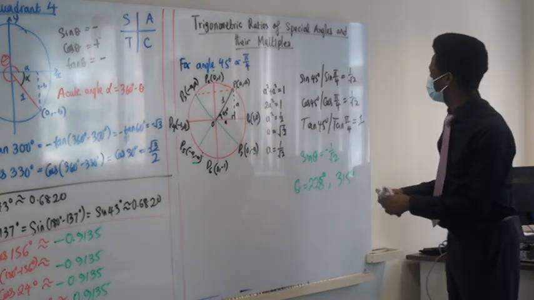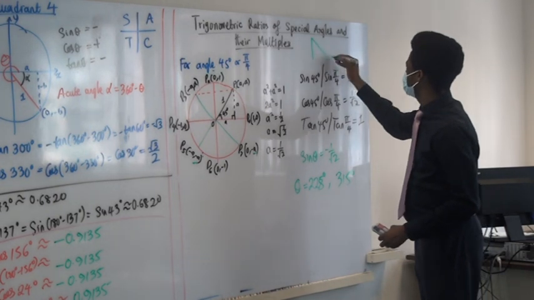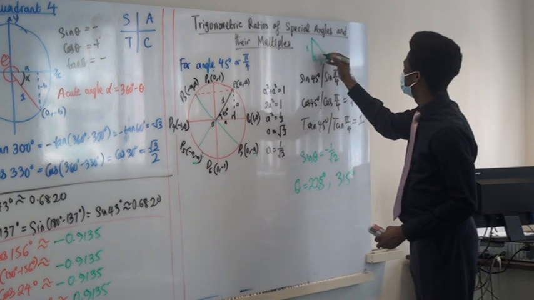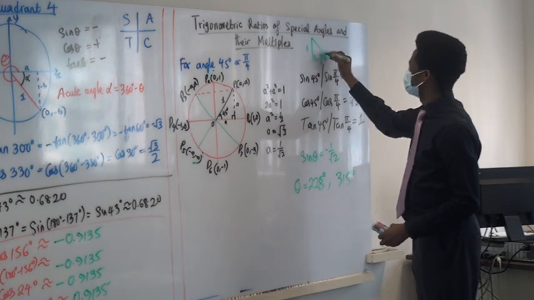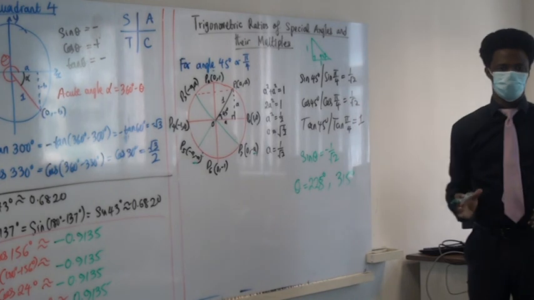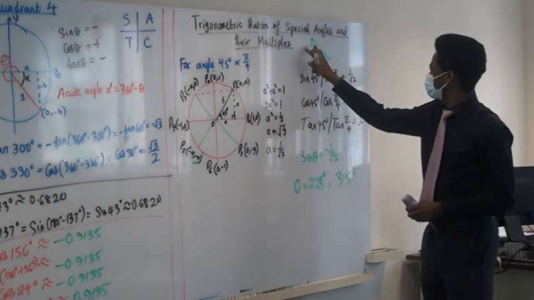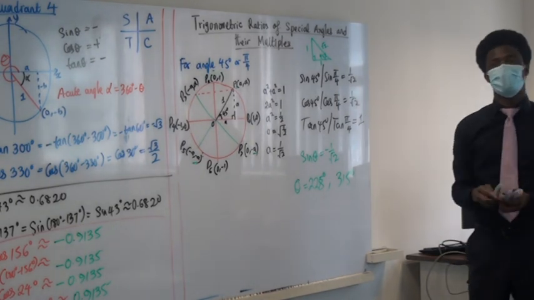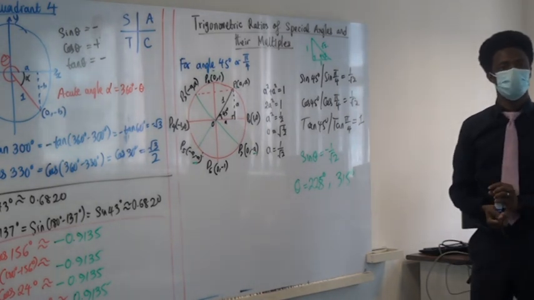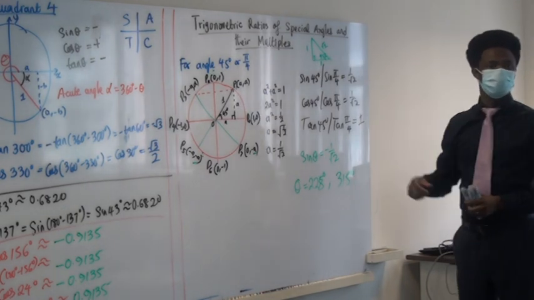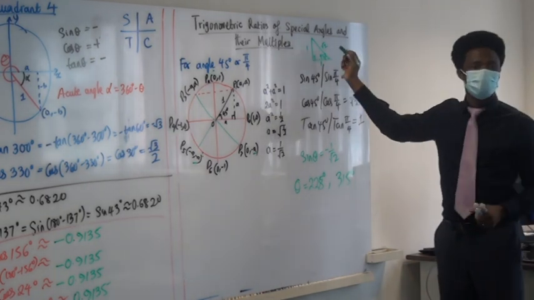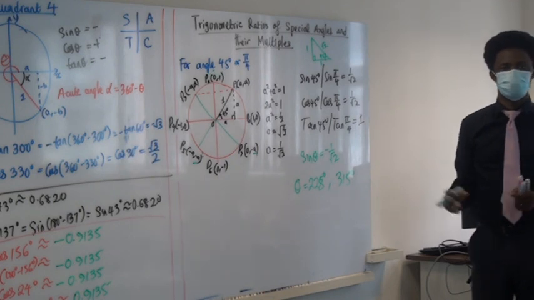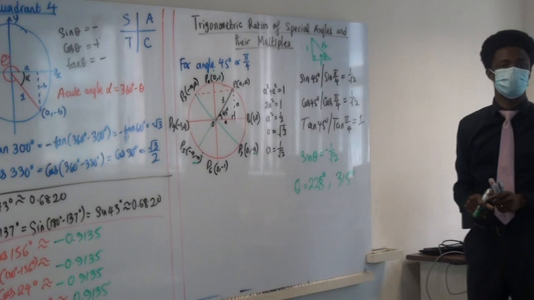Another way you could remember this is to imagine an isosceles right angle triangle of side 1 unit. Side 1 or any odd number works. By Pythagoras theorem, this is going to be root 2. This must be the way I explained in Form 3 or Form 4. But there's no need to remember that now. Just use the unit circle.